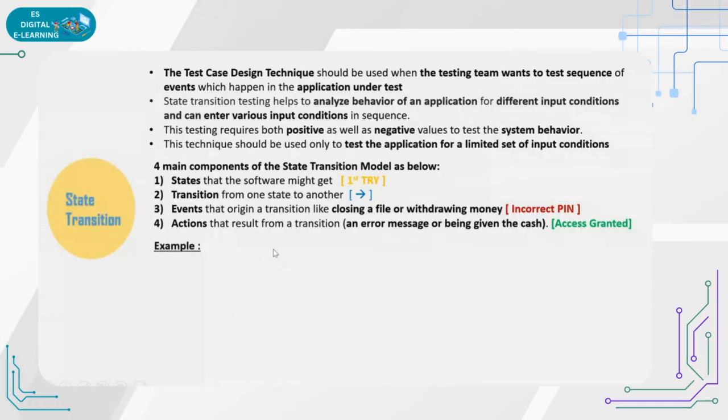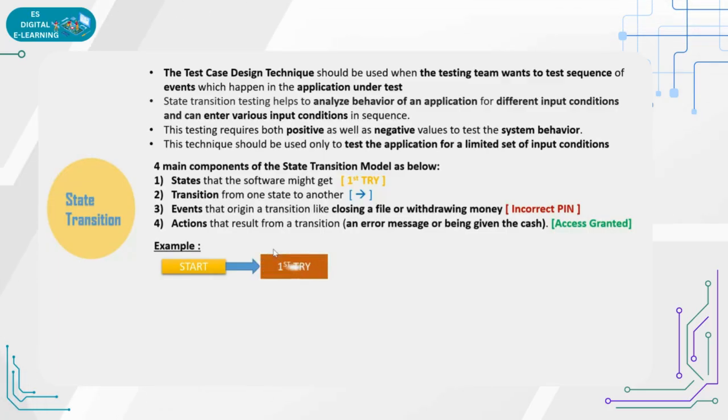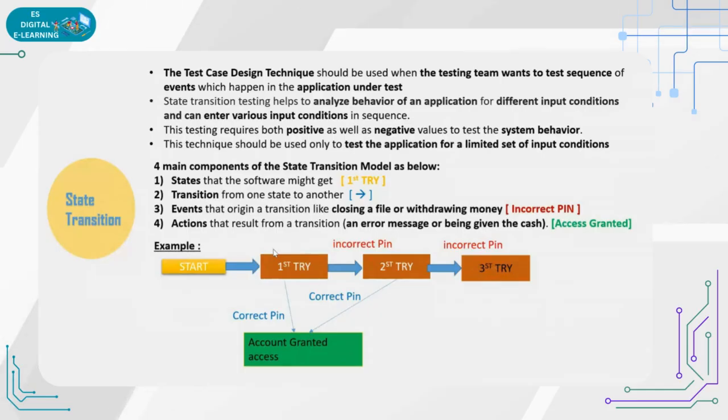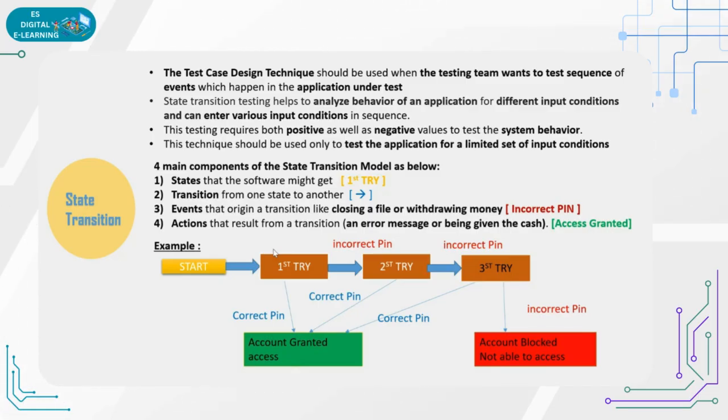Okay, for this example, we start entering the first trial. If it is a correct PIN, you are able to access the account. If it is incorrect, you give the second trial. Again, if it is correct, you are able to access it. If it is incorrect, again you have the third option. Again, if it is correct, we are able to access the account. If it is incorrect, then the card will be blocked, right?